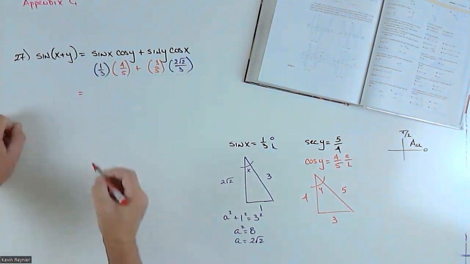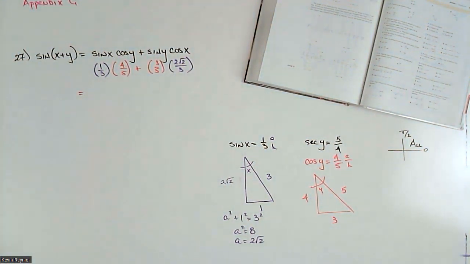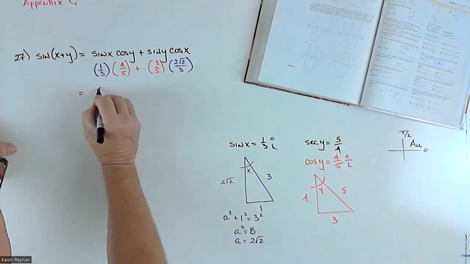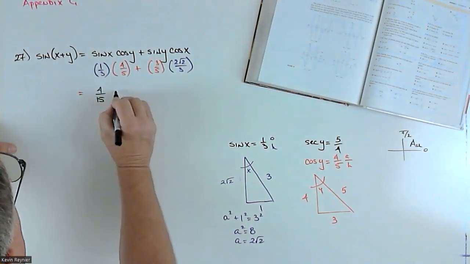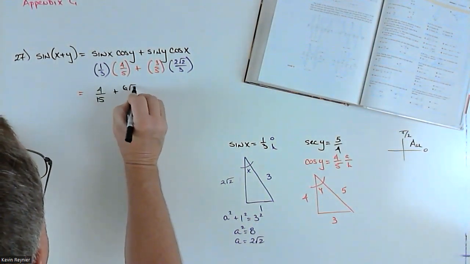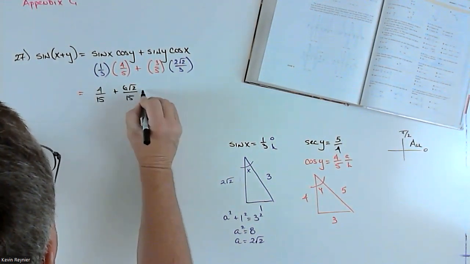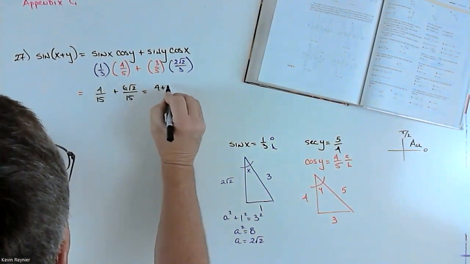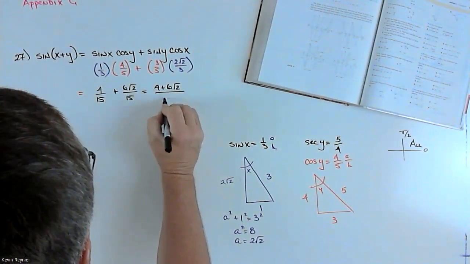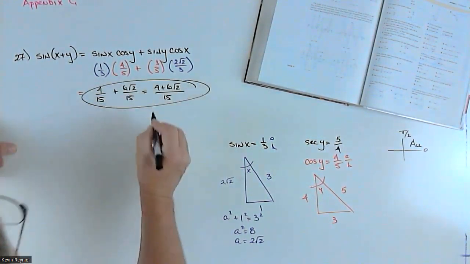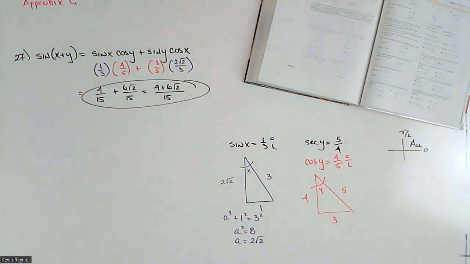And now we know our answer. And we can find our answer. This is going to be 4/15 plus 6√2/15, or 4 plus 6√2 over 15. And since you don't get a calculator on the test, I'm going to be really suspicious if you have a different answer than that.